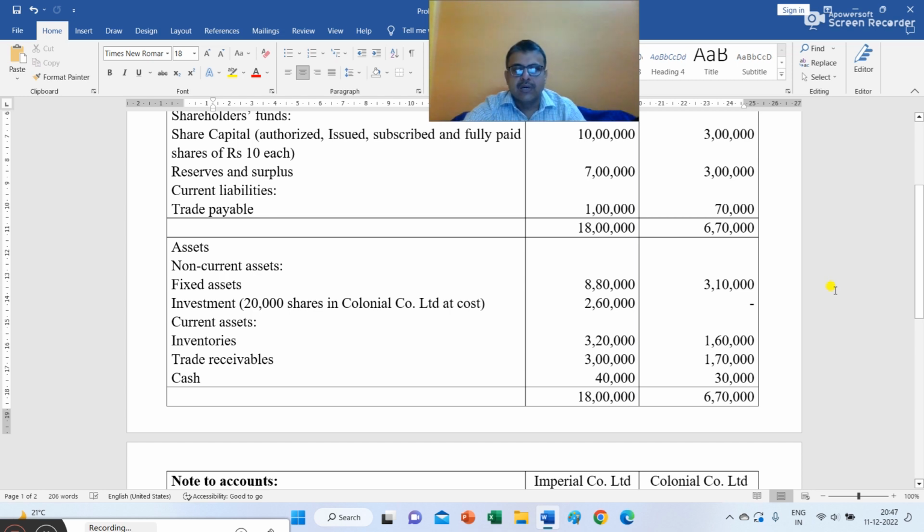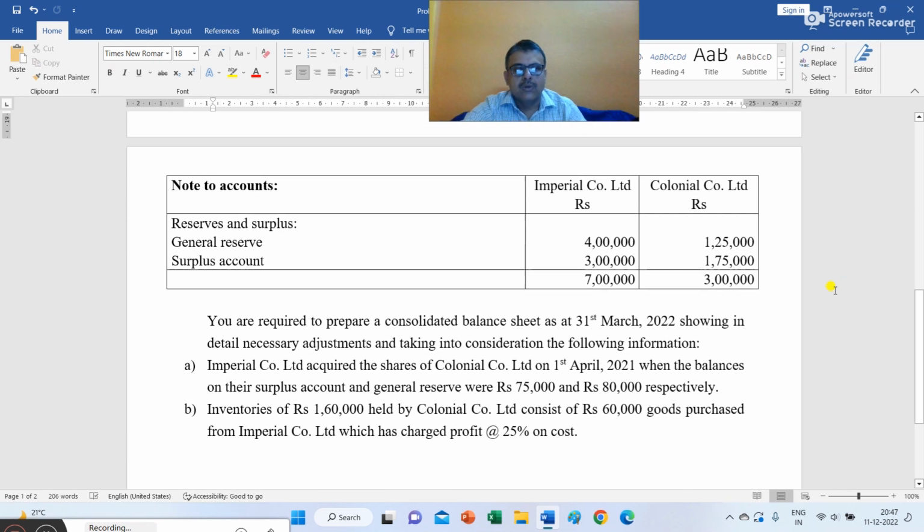Now notes to accounts, we have the segregation of reserve and surplus into general reserve and surplus. For general reserve, we have a balance of 4 lakh and 1 lakh 25,000, and the surplus account shows rupees 3 lakh for Imperial Company Limited and 1 lakh 75,000 for Colonial Company Limited. You are required to prepare a consolidated balance sheet as at 31st March 2022 showing in detail necessary adjustments and taking into consideration the following information.